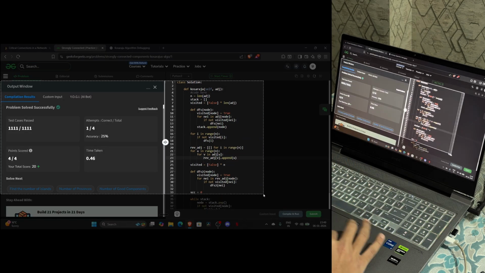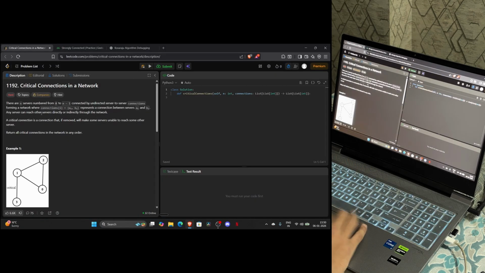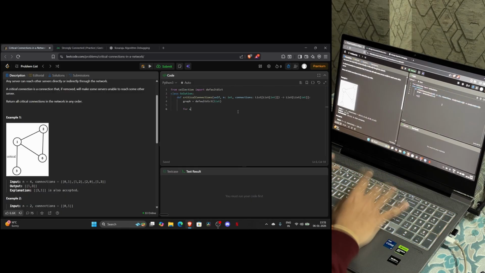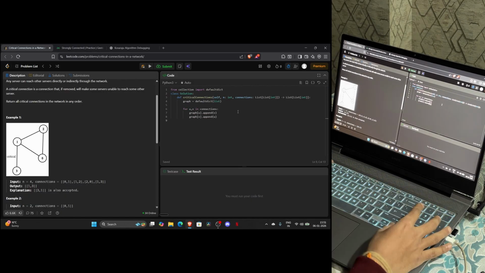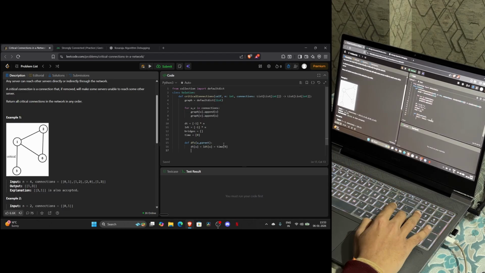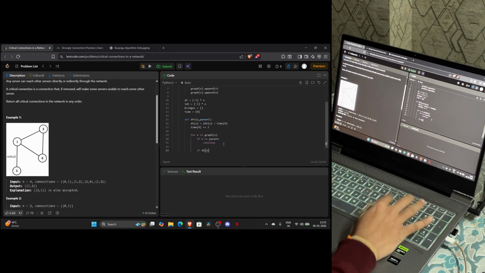Next up, LeetCode, critical connections in a network. I explain the problem plainly. You're given an undirected connected network, and you must return the edges that are critical. Remove one, and the network splits. The solution lives in low-link values for undirected graphs.